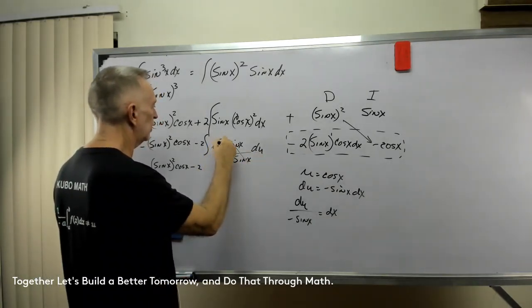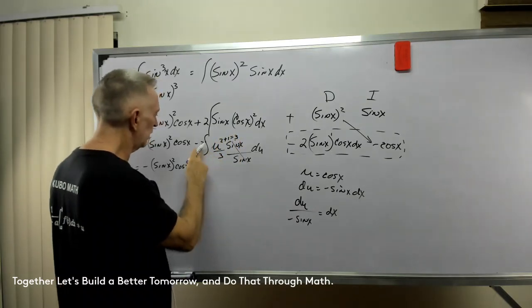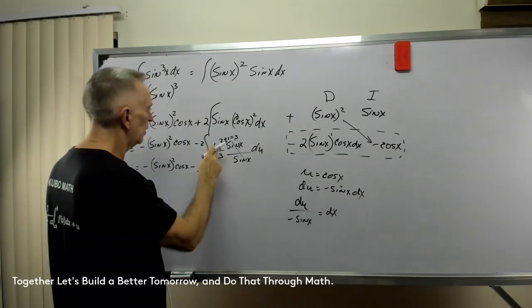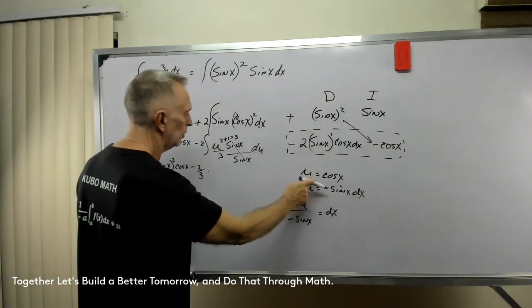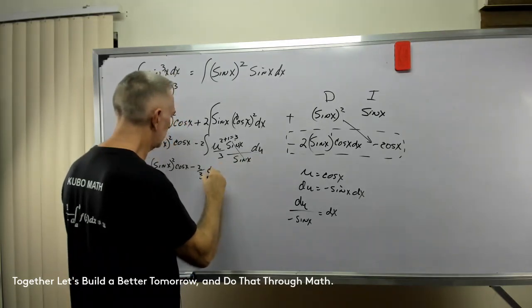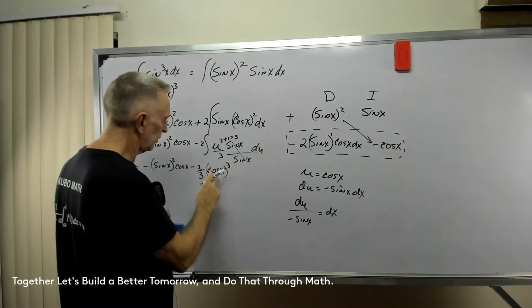So u squared, 2 plus 1 equals 3, divided by 3. So I end up with 2 over 3 u to the third. But what is u? u is cosine x. So it's cosine x to the third. I'll write it this way.